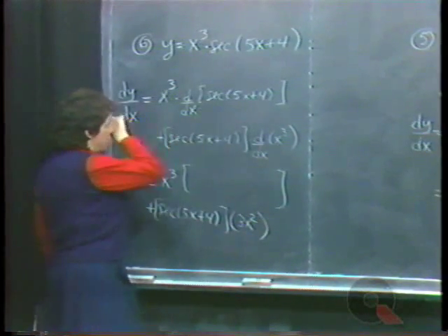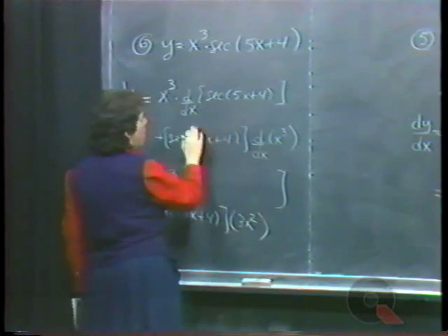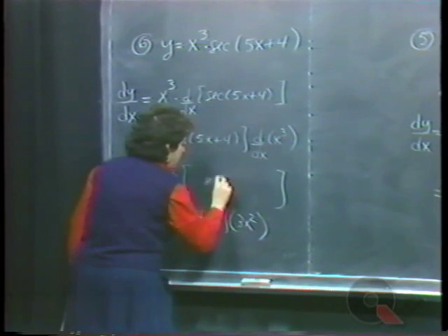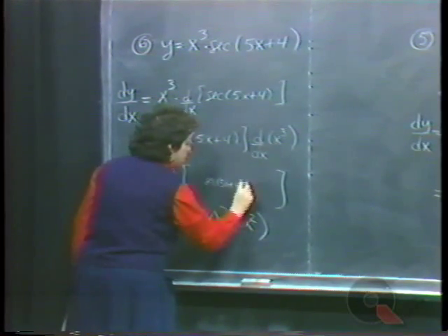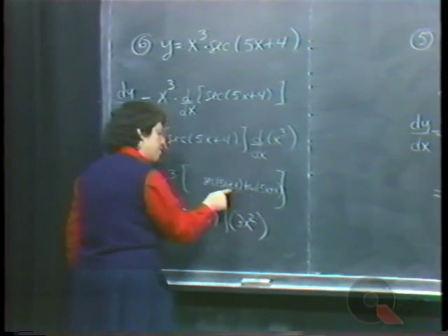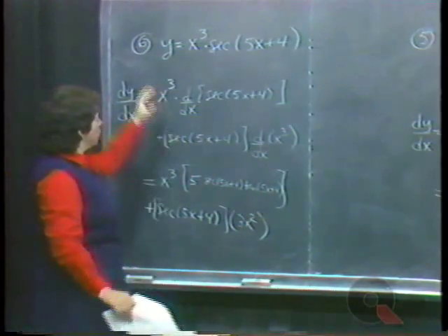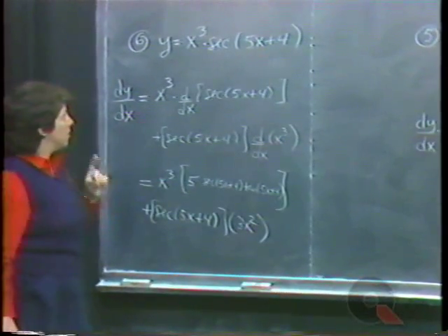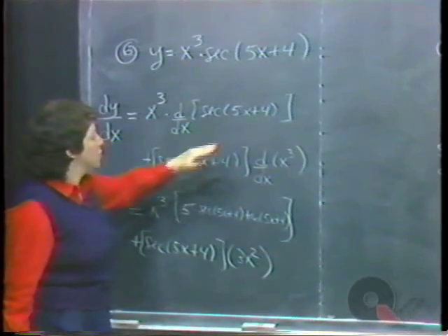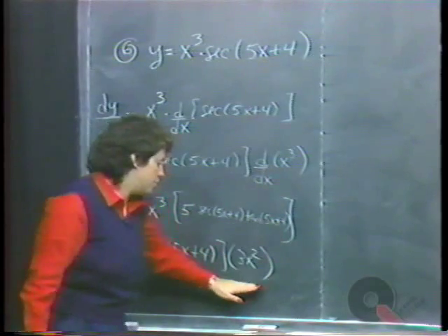We have x cubed times the derivative of secant of 5x plus 4, but the derivative of secant of 5x plus 4 with respect to x will be secant of 5x plus 4 times tangent of 5x plus 4 times the derivative of 5x plus 4 with respect to x, which is 5. Okay, so we were dealing primarily with a product. So what we had was the first function times the derivative of the second plus the second function times the derivative of the first. Now the derivative of the first was easy enough. That was just 3x squared.